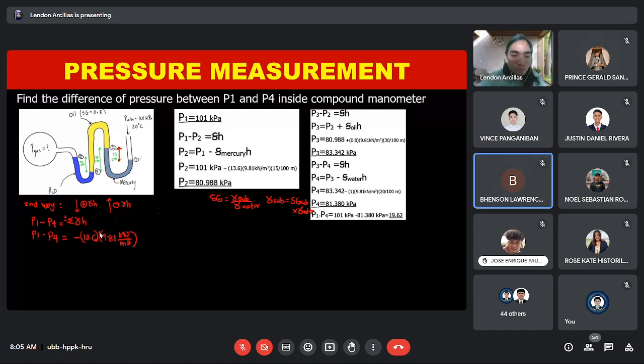Times the difference of height from point 1 and point 2 is 15 centimeter. So divide lang natin ng 100 para maging meter. Next. From point 2 to point 3 tayo ay bumaba.